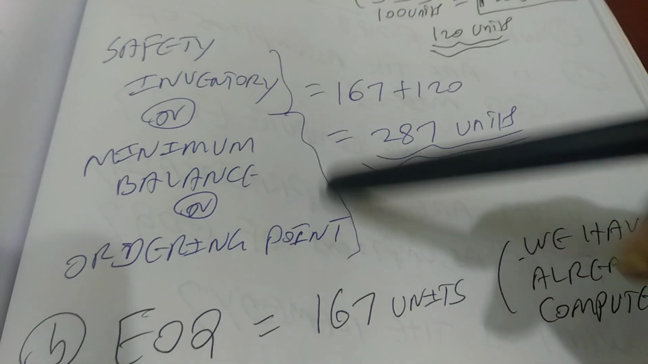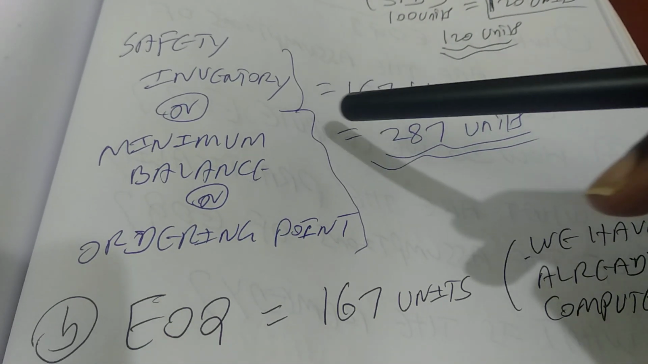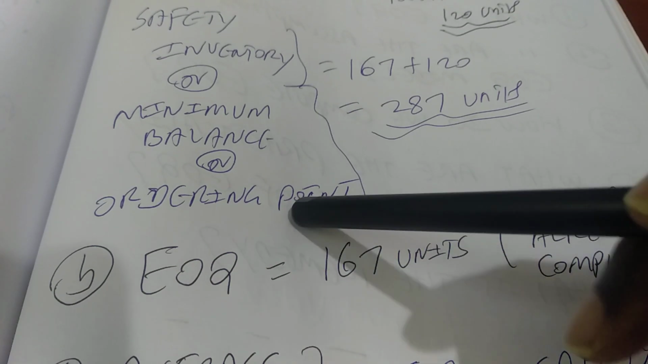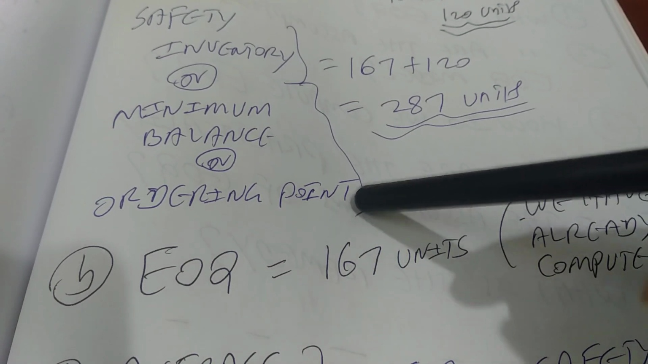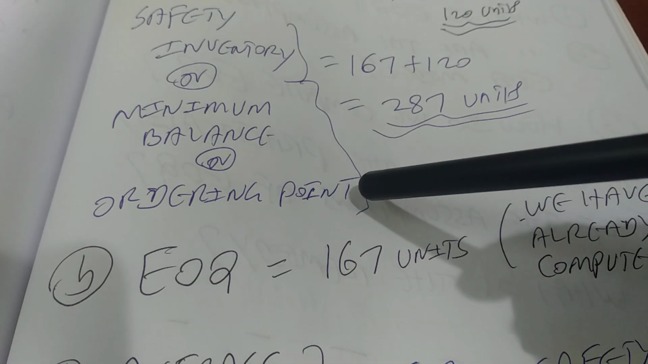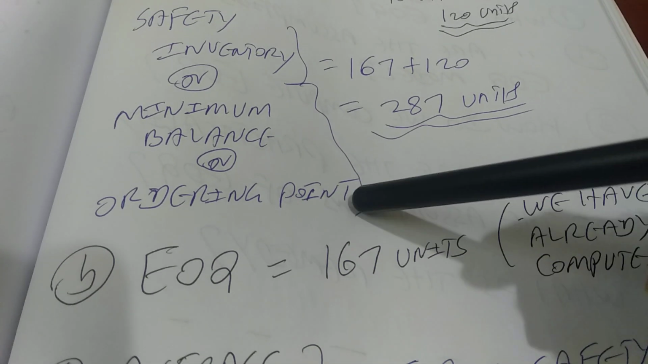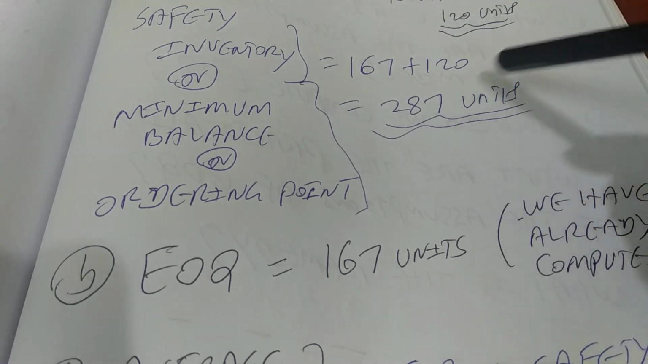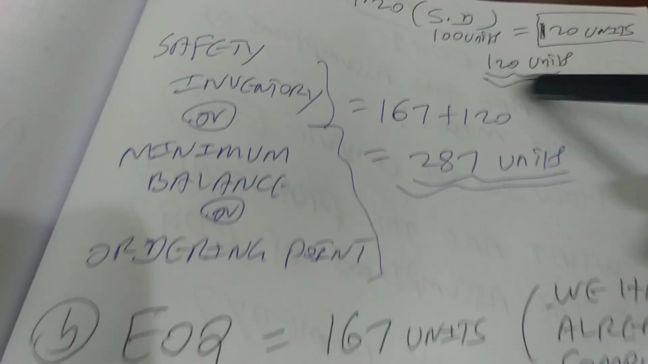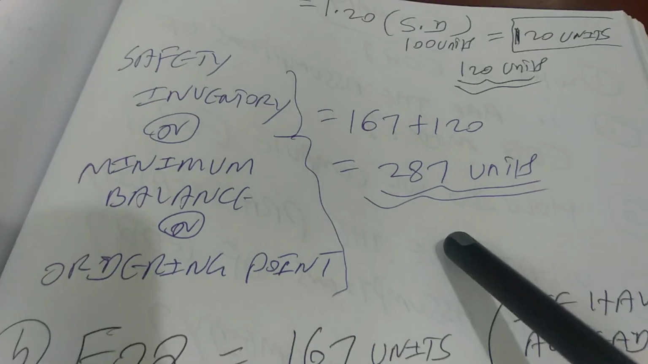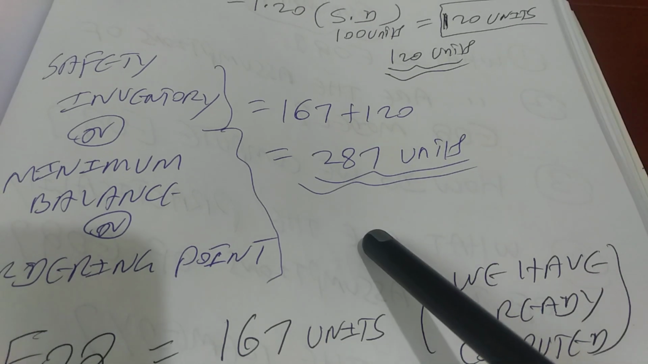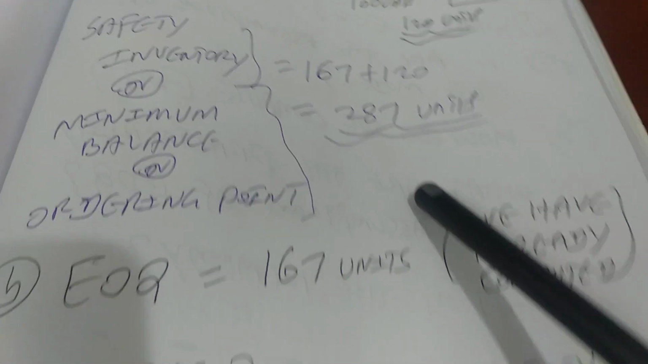Now we can find out the safety inventory, otherwise known as minimum balance, otherwise known as ordering point. That means once the inventory reaches this particular point, the company should go for reordering. That's what the ordering point is. It is 167, your delivery lag, plus 120, your adjustment for uncertainty. That gives you a safety inventory of 287 units. So this is the minimum number which you want to keep.